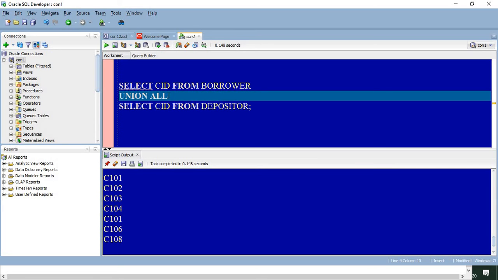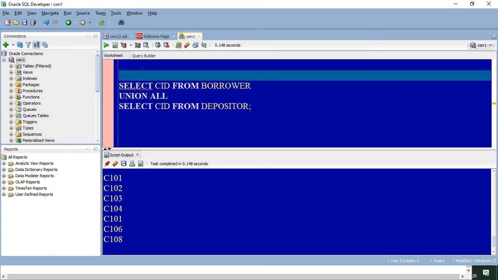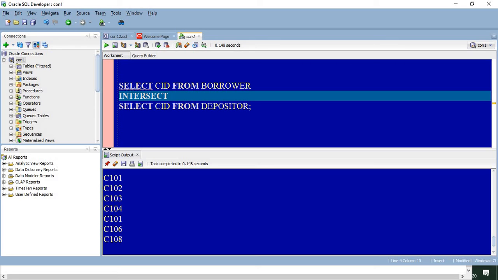Now if we are, let us say, interested in the customers who are both depositors and borrowers, then we can apply the intersect operation here. There is this keyword intersect, and that will take the intersection of the customer IDs from borrower and customer IDs from the depositor. Now you can see that there is only one customer who is present in both the tables, and his customer ID is C101.